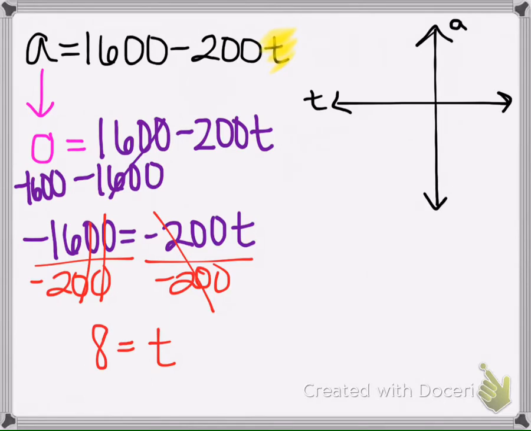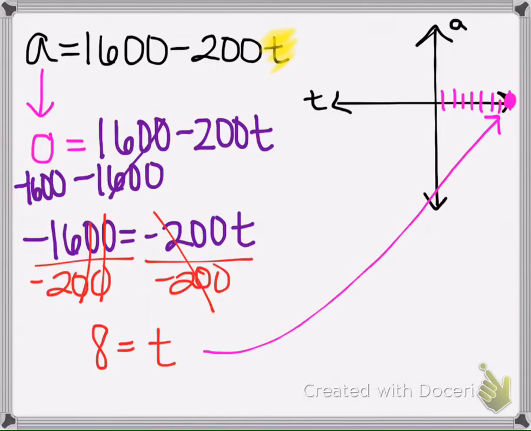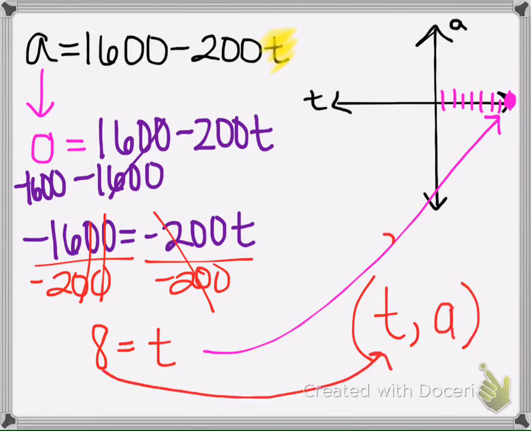So what we just found here is this point right here. And we're going to write our answers. The directions state to write our answers as an ordered pair whenever we're finding intercepts. So the time goes first, the altitude goes second, so the time 8 and the altitude we plugged in here, for the altitude we plugged in 0. So our horizontal intercept is (8, 0).